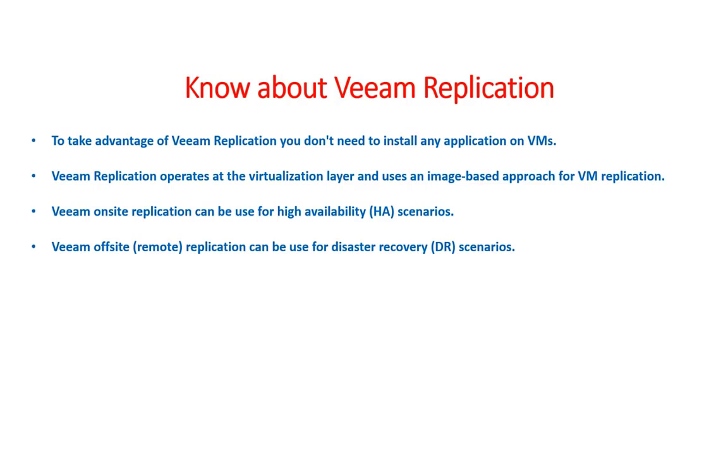The main purposes of Veeam replication are these. One is that Veeam on-site replication can be used for high availability scenarios. For example, in your environment you don't have any high availability setup. In this case you will use Veeam replication in place of high availability. So in case your primary server goes down, you can easily run your VMs from your secondary servers. The other one is that Veeam offsite or remote replication can be used for disaster recovery scenarios. So in case you have a DR site and any disaster happens on the primary site, you can run your workload from your secondary site. So this is the advantage of using Veeam replication.